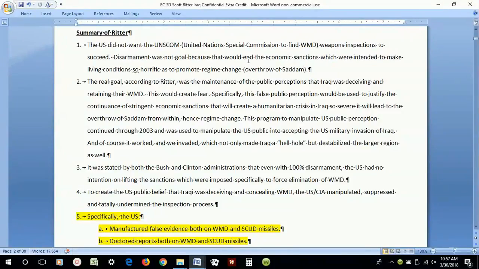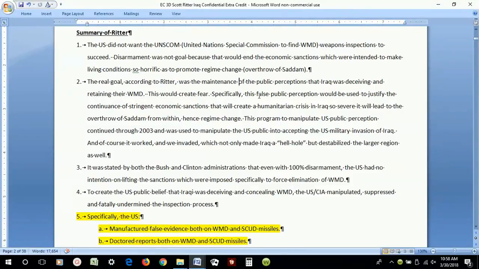So they didn't really want to disarm Iraq, right? The goal, according to Ritter, was getting rid of Saddam. That was a key goal. The real goal, according to Ritter, was the maintenance of public perceptions that Iraq was deceiving and retaining WMD. Right? This would create fear.